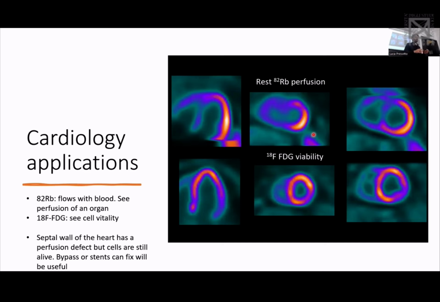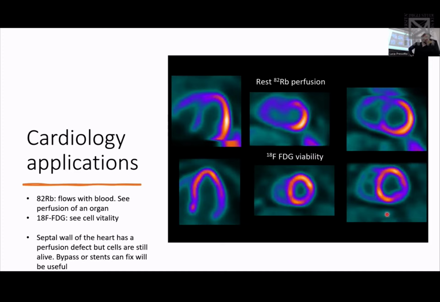So that's one of the main concepts of nuclear medicine. You see function, you don't see anatomy. By the way, the resolution is terrible. So you're not even attempting to see anatomy, but you can see function pretty well. And in this case, you are able to see that the blood is not arriving to this part of the heart that's called the septum, which divides the left ventricle from the right ventricle, in a typical view that the cardiologists like, aligned to the direction of the heart.